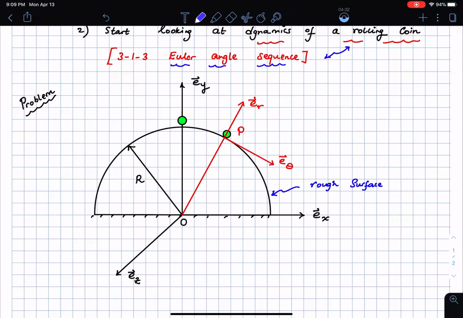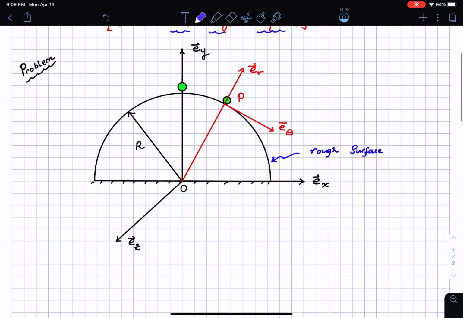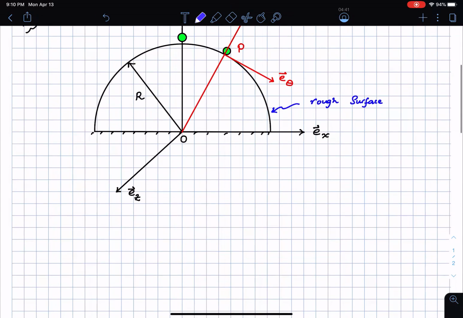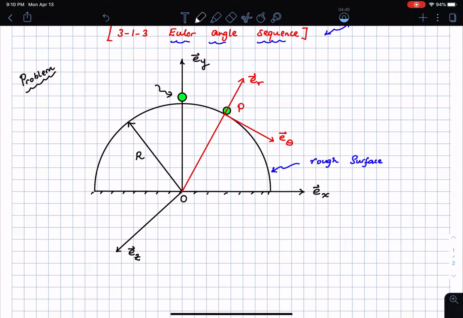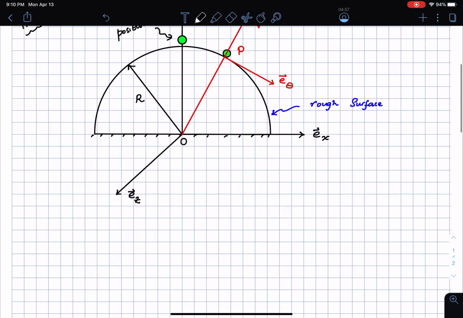Which means that there is going to be some kinetic friction between the bead and the surface. So let us state the problem in the following words. A particle starts at the top of the fixed surface as shown. This is the starting position. So the particle starts at the top of the fixed semicircular surface.